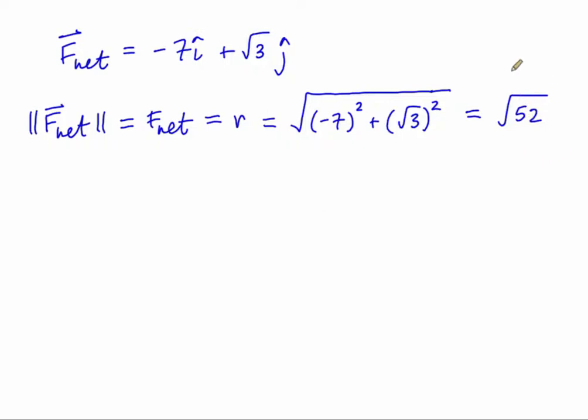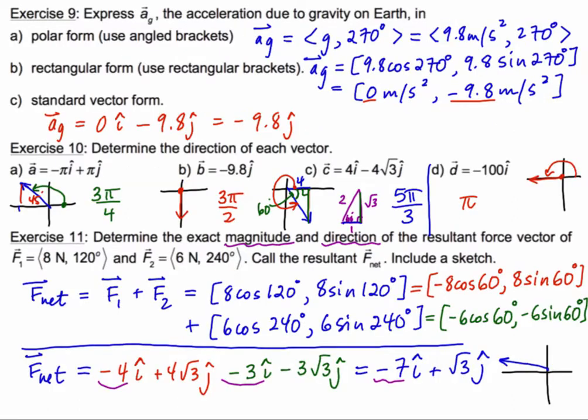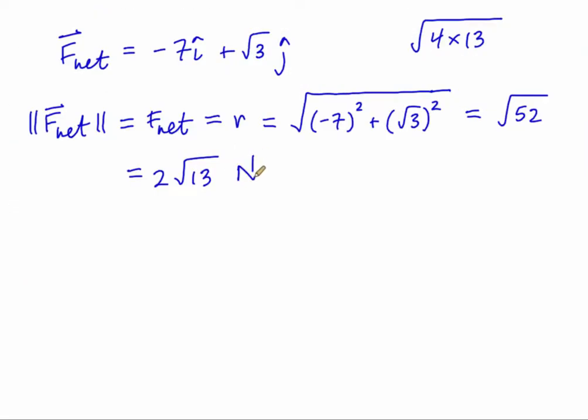And if you've ever used a deck of cards, you know that 52 cards in a deck is made up of 4 suits multiplied by 13 cards in each. So we can simplify this magnitude as 2 times the square root of 13. We were given some units for these force vectors. The magnitudes are given in newtons, so you have to give the units for the magnitude of the vector.